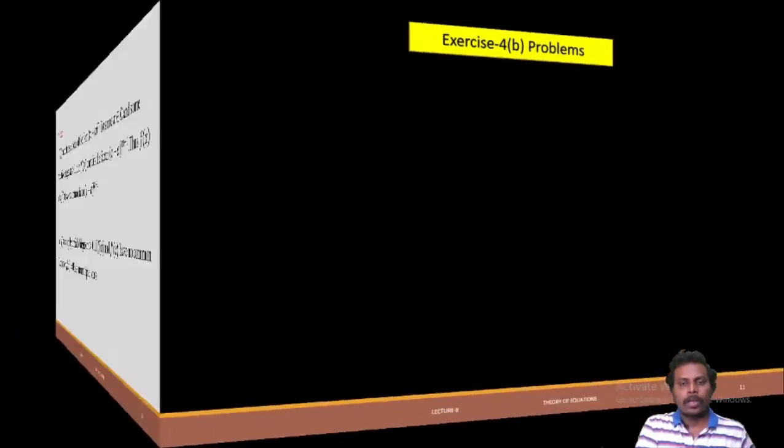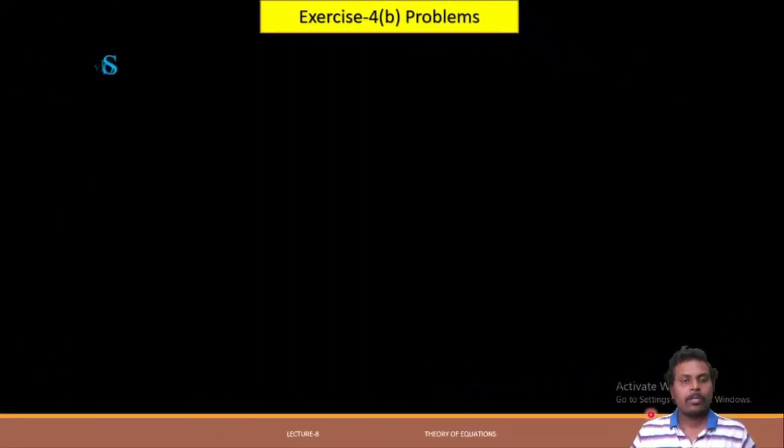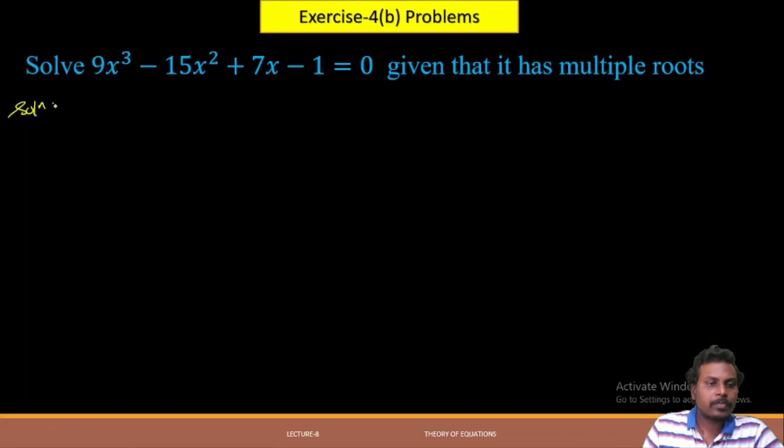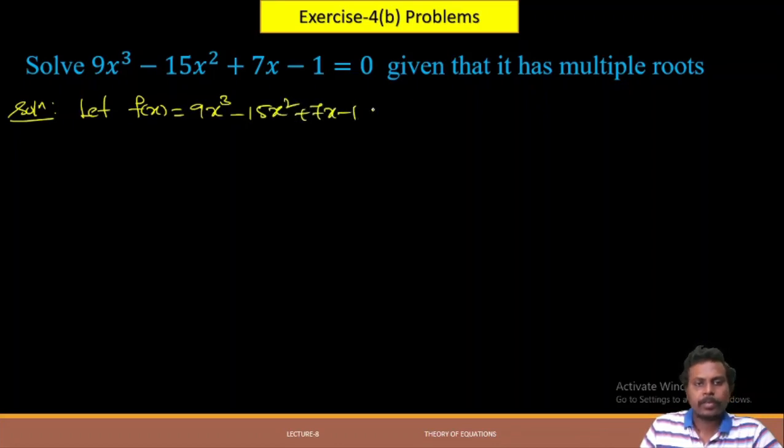Okay, let us solve some problems on multiple roots. Here is our first question. Solve 9x cube minus 15x square plus 7x minus 1 is equal to 0, given that it has multiple roots. Okay, let us find out the solution for this. Here is the solution. Let f of x be the given polynomial 9x cube minus 15x square plus 7x minus 1.